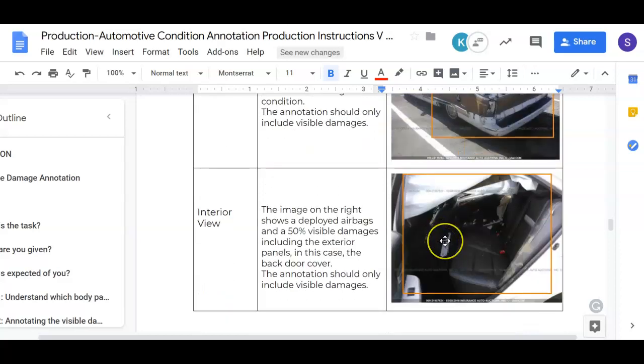Now here's another interesting finding, where you have a dirty interior, a damaged door panel, and airbags deployed. You can treat this as 50%, because you can see the door panels are all broken, the interior is dirty, and the airbags are deployed. If only the airbags were deployed and the interior were dirty, you could still stick to 25%. But because the door is also damaged, we now say 50%, because both the exterior and the interior are damaged.